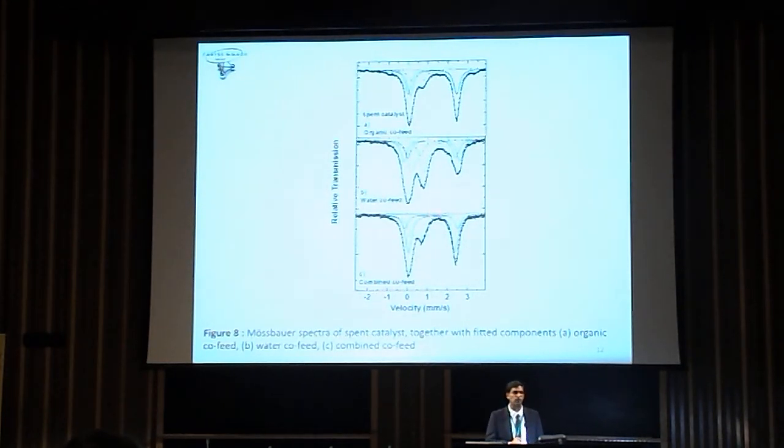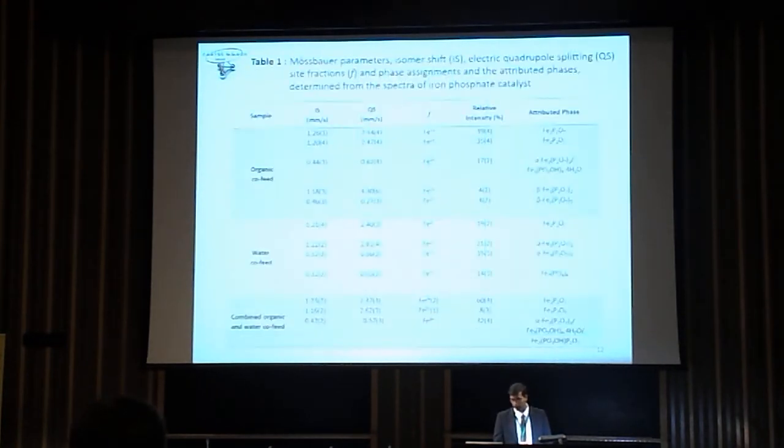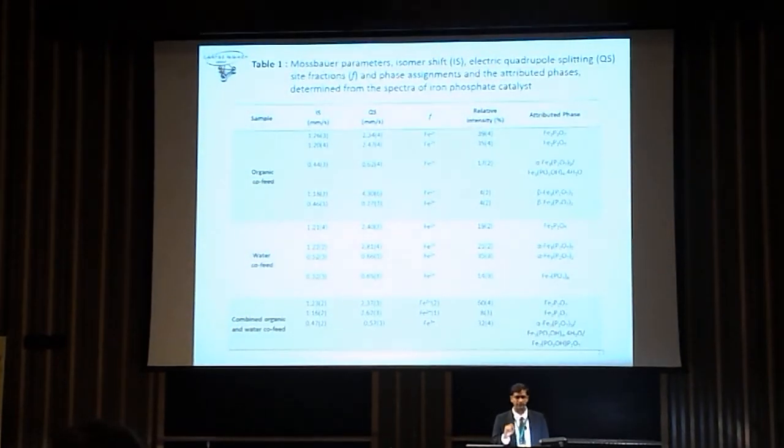But the difference is observed when we use an organic co-feed, that is the methanol, a water co-feed, and a combined co-feed of water and methanol, which showed totally different phases present in the spent catalyst. Thus with the organic co-feed, the iron pyrophosphate is present, and then the alpha phase and the beta phase are also present. We related that to the deactivation of the catalyst after 7 hours.